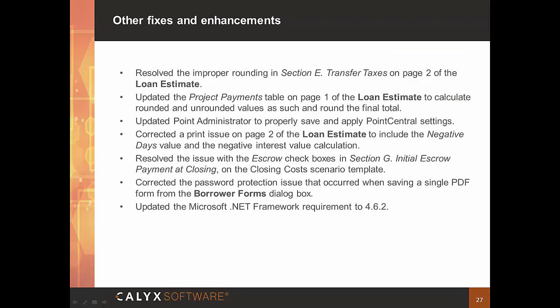Now, some of the other fixes and enhancements. We resolved the improper rounding in the transfer taxes section E on page 2 of the loan estimate. Updated the projected payments table on page 1 of the loan estimate to calculate rounded and unrounded values. Updated the Point administrator to properly save and apply Point Central settings. Corrected the print issue on page 2 of the loan estimate to include negative days value and negative interest value calculations.